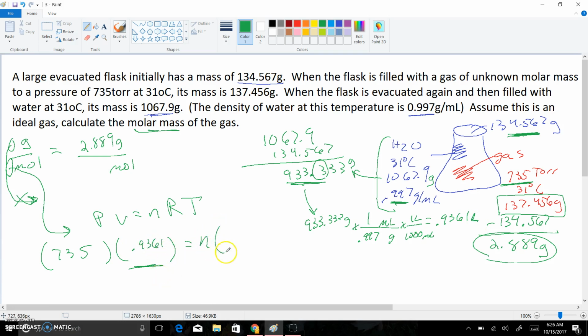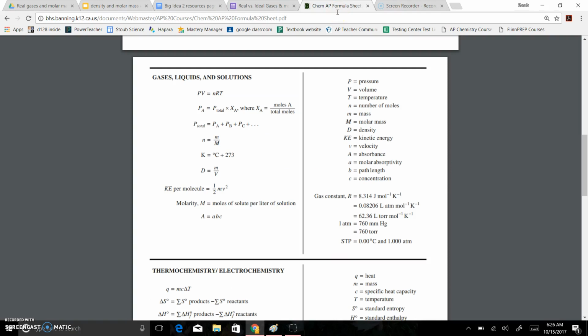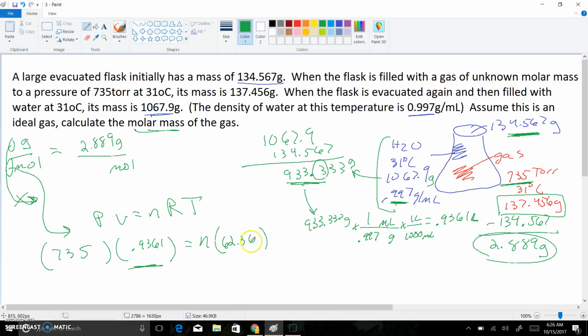Equals n. I don't have that. Going on over to my pressure, or my gas law constant, here's my 62.36. That's my torr value, and this is in torr. Times my temperature. This is all at 31 degrees, so add 273. Do the math there. I get, oh, I didn't do it ahead of time, 301. 3 sig figs in that. I'm going to push buttons in my calculator at this point. I'm going to get a moles of 0.03629 moles. And that's the number that I'm going to put right here in my grams per mole spot.